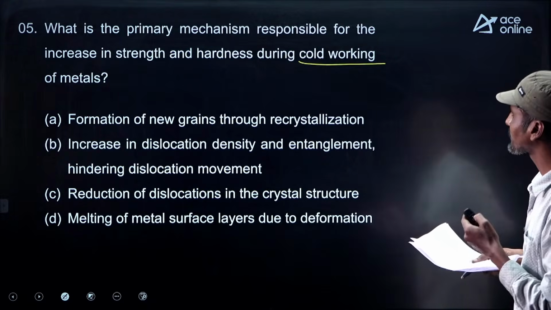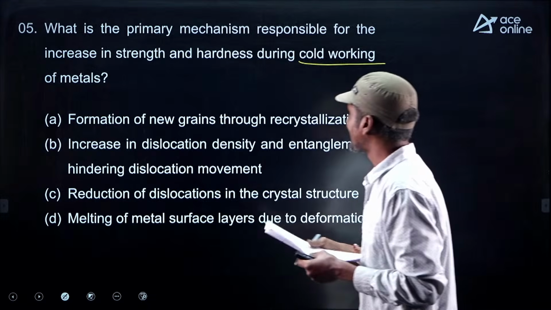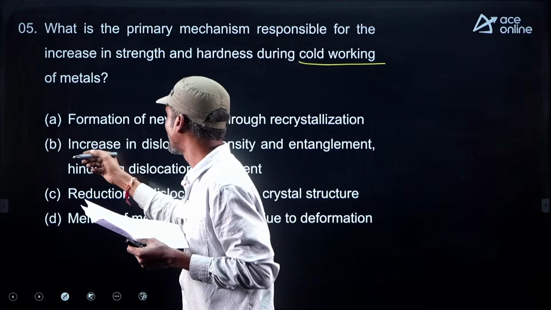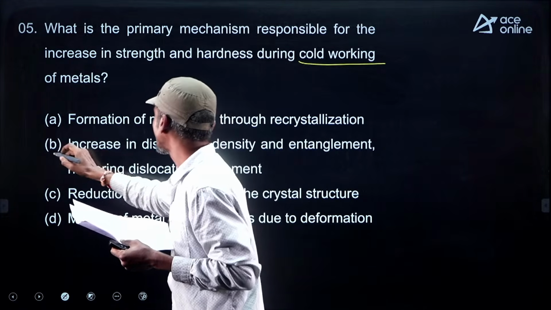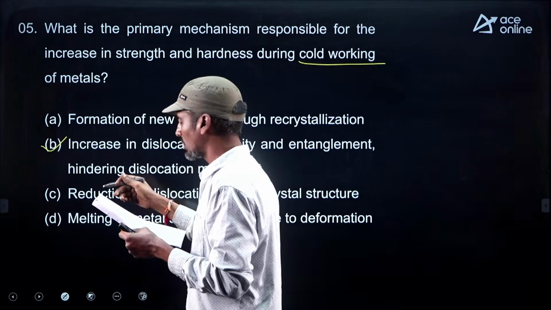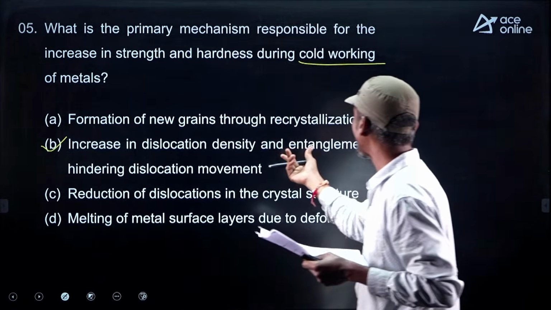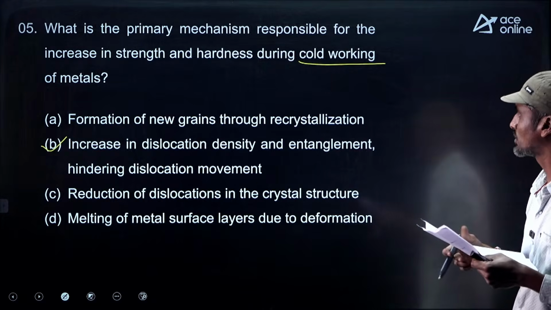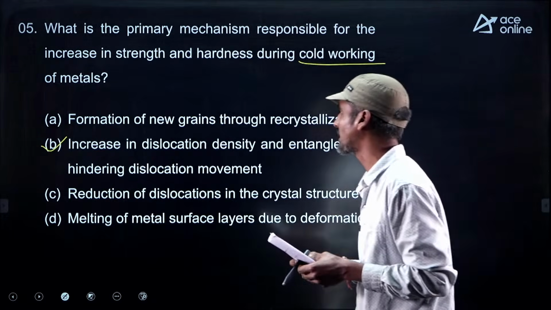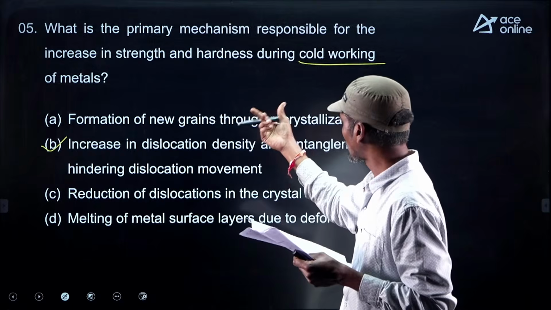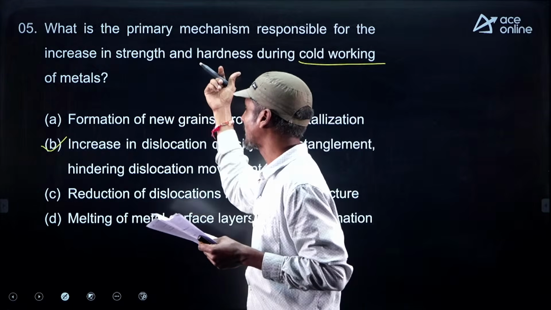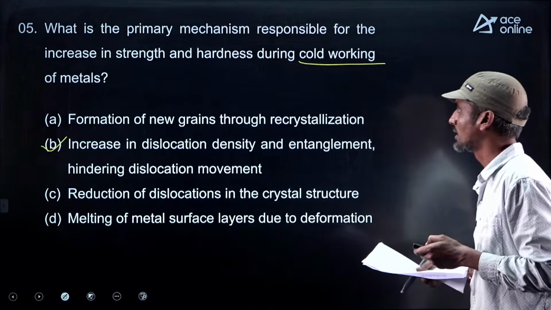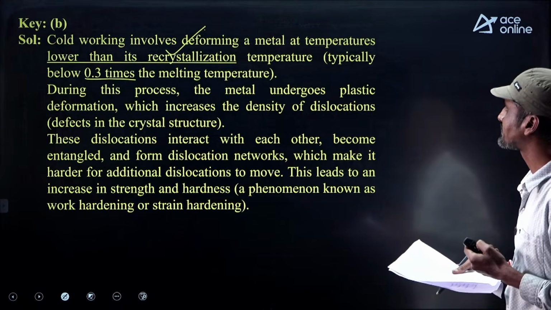So in order to increase the strength and hardness, the main cause is the increase in dislocation density and the entanglement hindering dislocation movement. That will occur in the material, and that causes the increase in strength and hardness. So option B is the correct one. The same solution is given here.